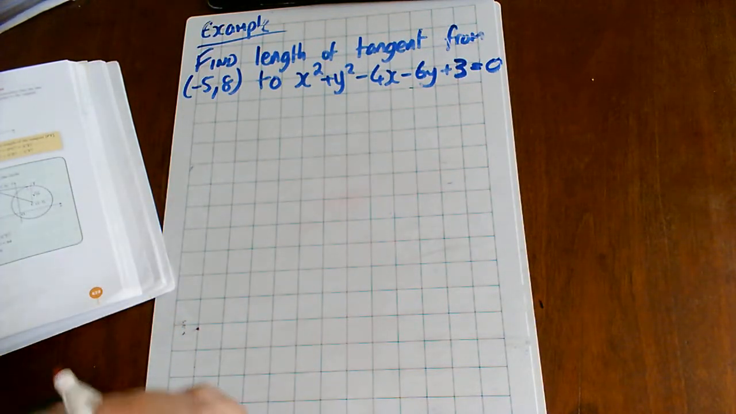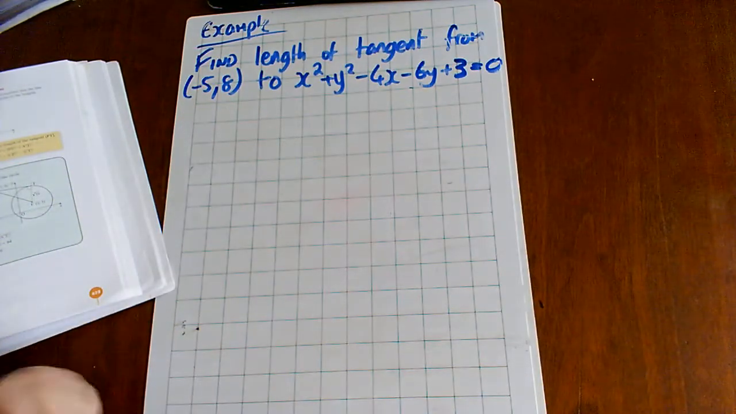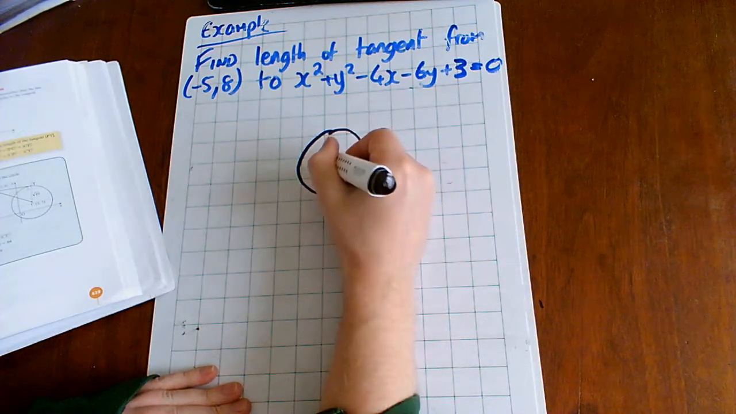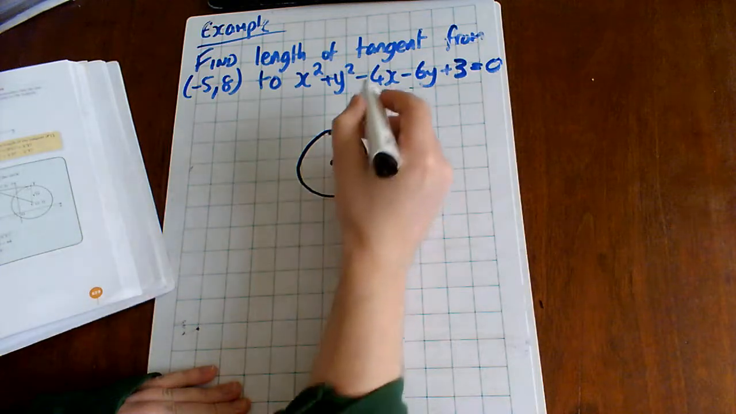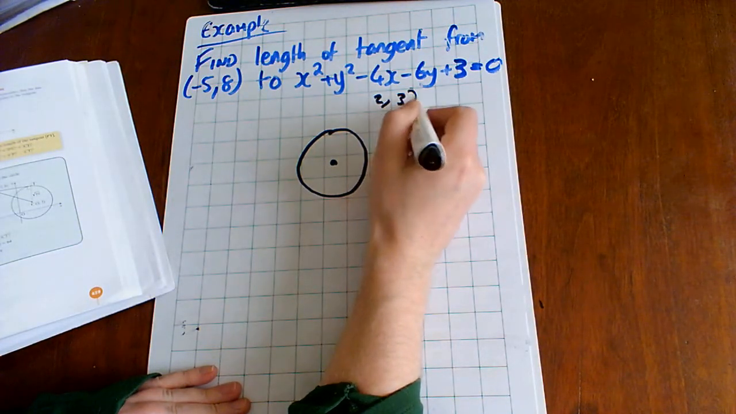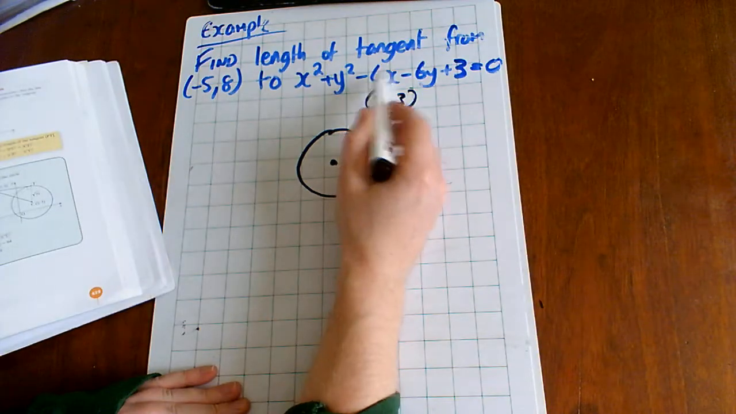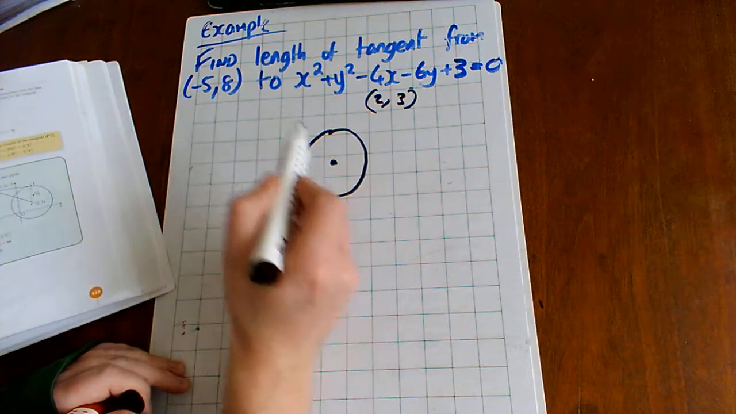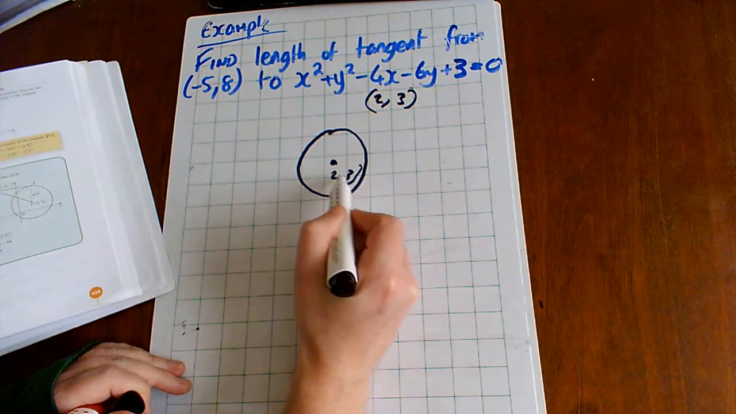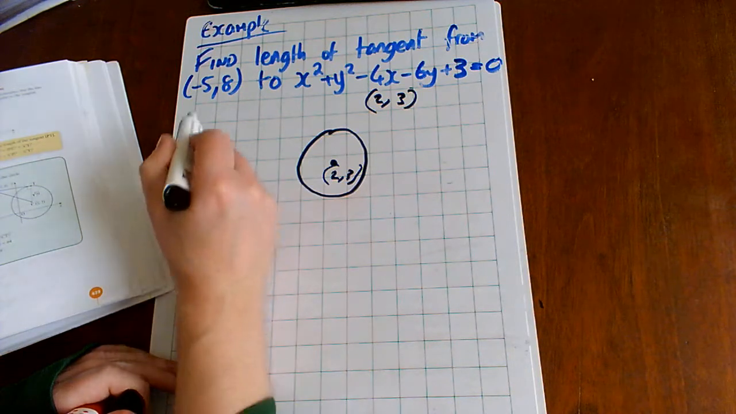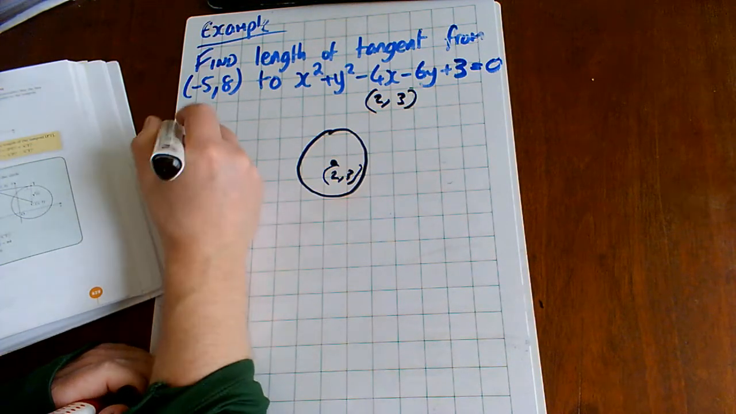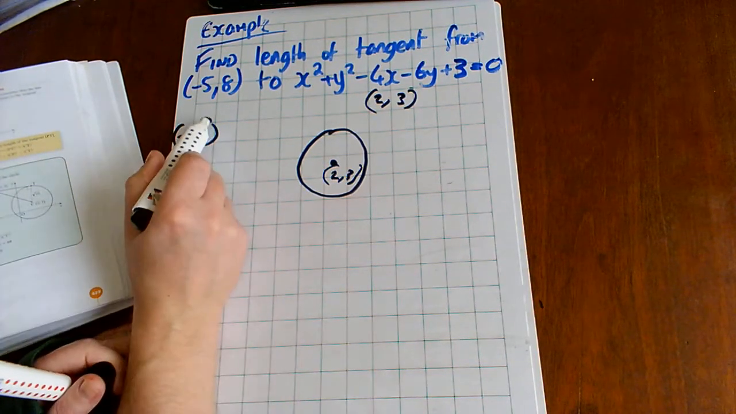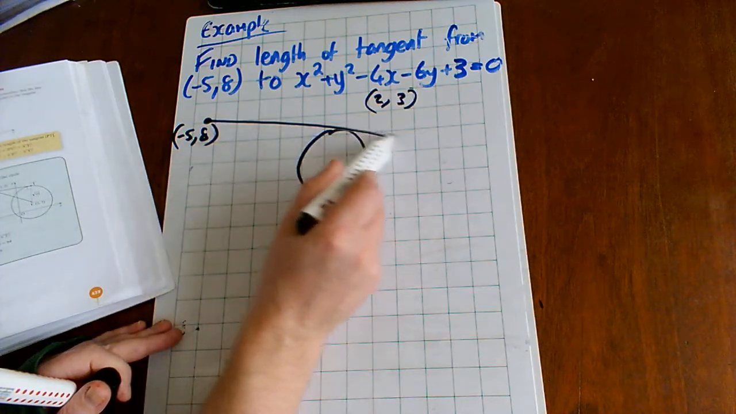Okay, so what we can do is a little sketch. So we have a circle. Okay, the center there. We know the center of this circle is (2, 3). Half of this, change the sign; half of this, change the sign. We've done that at the start of this chapter. We also know this point (-5, 8). If this is (2, 3), then (-5, 8) is definitely down here and up here somewhere. Okay, so just say this is (-5, 8). We want the length of the tangent from this point to this circle.